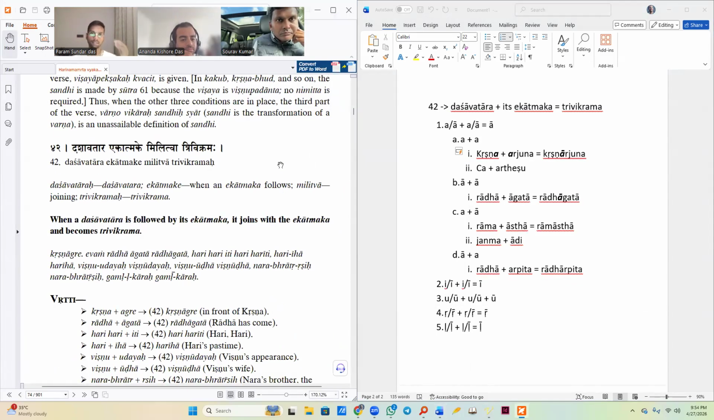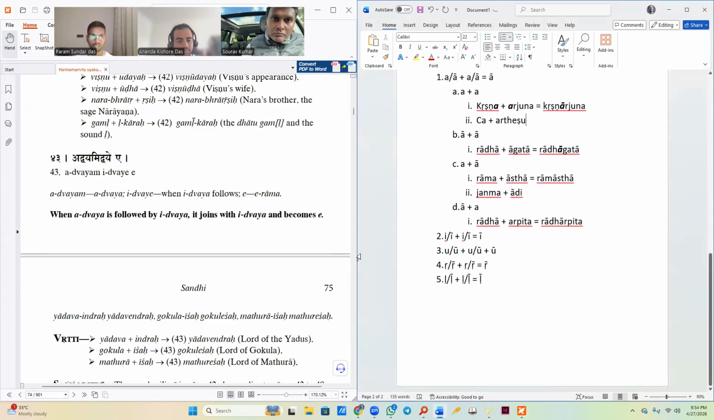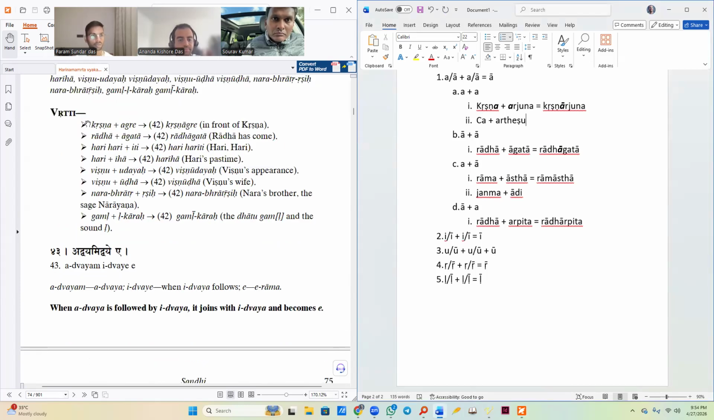Any doubt here? Okay, then Sutra 43. Jiva Goswami has also given a couple of examples. Please go through them also.